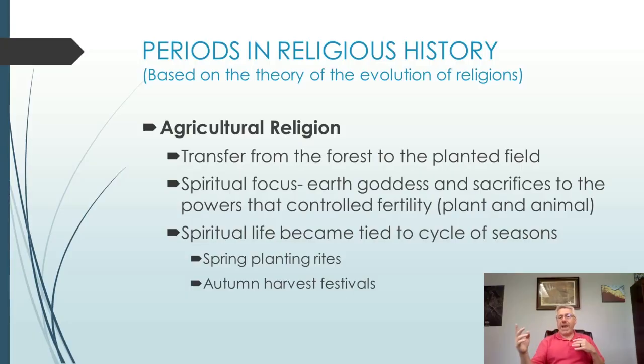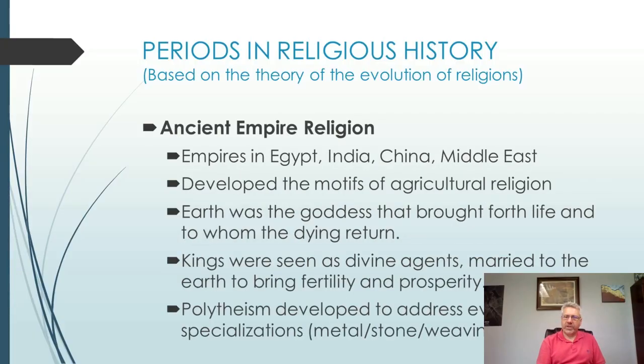And spiritual life began to be tied to the cycle of seasons. They had the spring planting rites, the autumn harvest festivals, all types of actions and behaviors to appease these spirits or gods or goddesses that were going to bring them harvest.